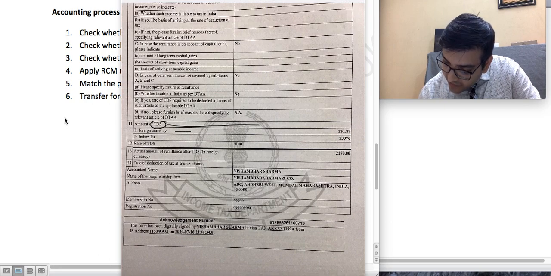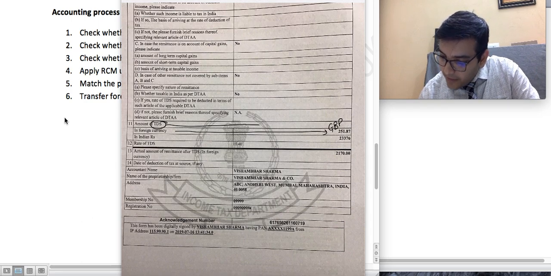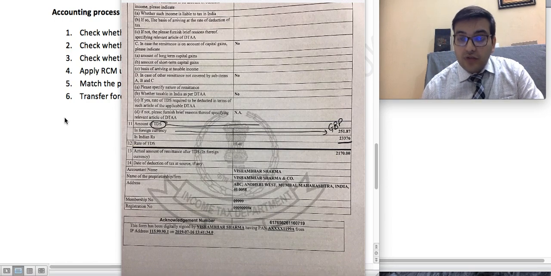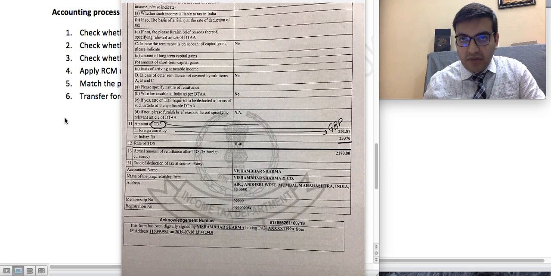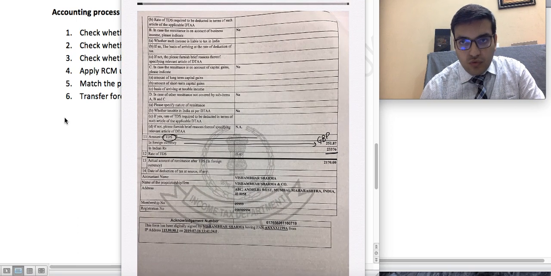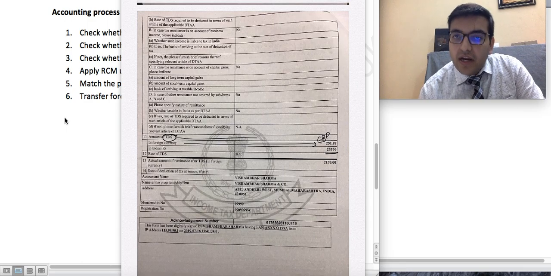And they are saying that in foreign currency you have to deduct 251 GBP. This is in foreign currency, so 251 GBP, and in Indian rupees it is 23,376. This you have to deduct. So the CA is saying that you have to deduct this amount, but you are paying the full amount, 2,170 Great Britain pounds. It means it is a clear-cut thing that you have to gross it up.